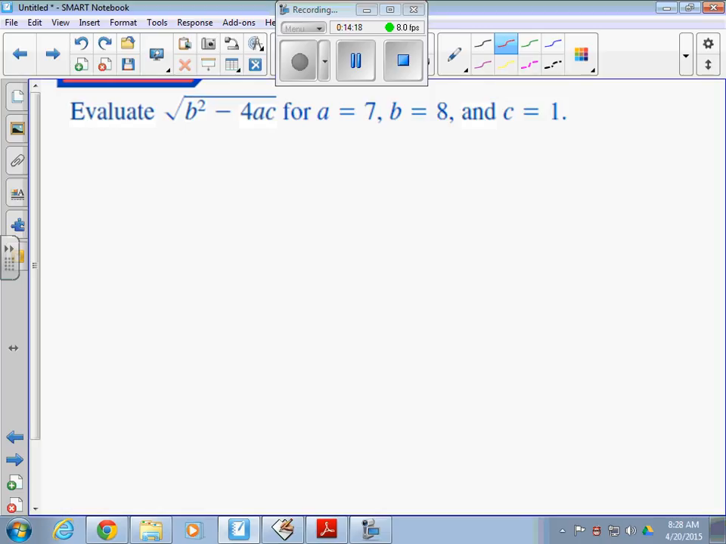Okay, let's take a look at this. Again, all of these numbers are the same. You just don't have any negatives creeping up right here. So the square root of b squared. This is b, so 8 squared minus 4 times a. Here's a, 7, times c. Here's c, 1. So 8 squared is 64. Negative 4 times 7 is going to be negative 28. And negative 28 times a positive 1 is negative 28.